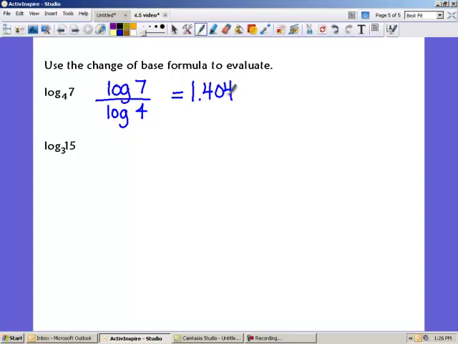Same down here, we have the log of 15 divided by the log of 3. Punch it in, and you get 2.465. Now, double check that you punched it in correctly, and if you did, you will get these answers here.